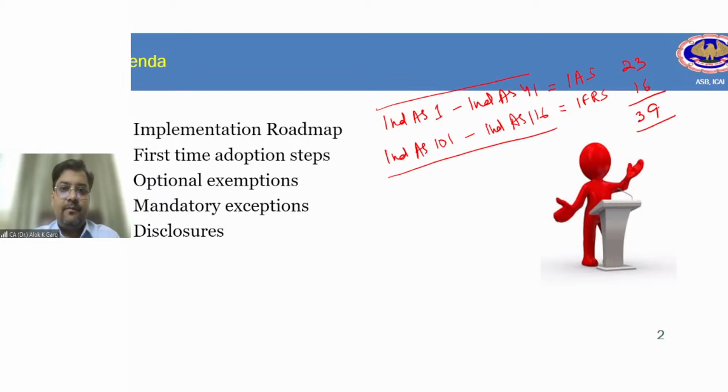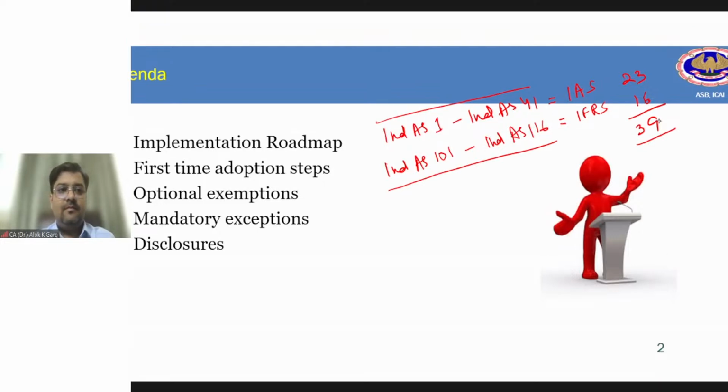So now, either Ind AS 1 is the first standard, or if you see, Ind AS 101 is the first standard. So even being a first standard, why has Ind AS 101 been taken up at the last, after the completion of all the standards, all the sessions? Why? Please let me know. Please tell me. Anyone who can tell me?